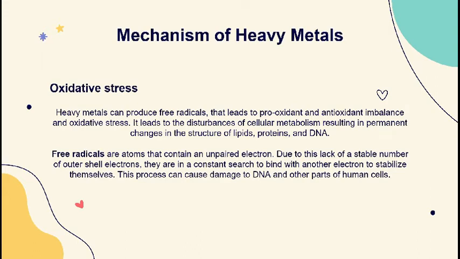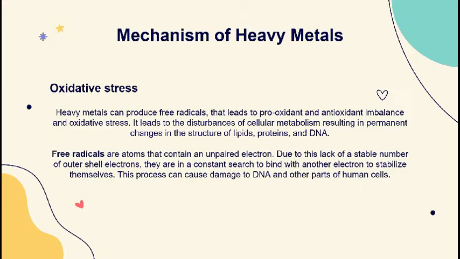Next is the mechanism of heavy metals. So heavy metals can cause oxidative stress. Oxidative stress is caused by the imbalance of pro-oxidants and antioxidants in our body. So how does this happen? The imbalance of pro-oxidants and antioxidants is caused by free radical production from heavy metals. It can disturb the metabolism, which can cause permanent damage in structures of lipid, protein, and DNA.